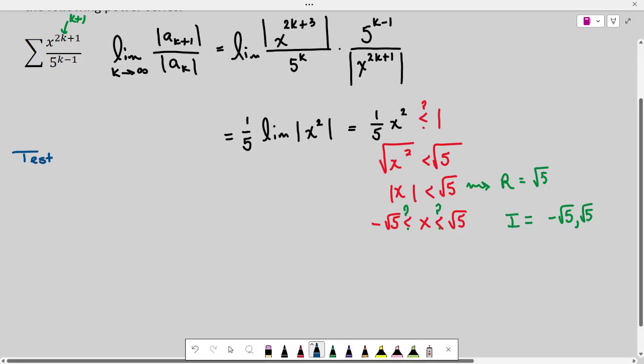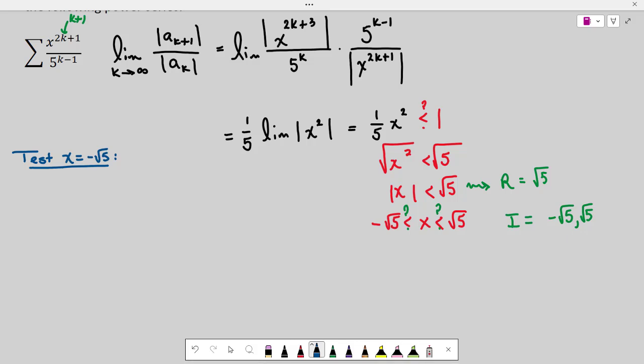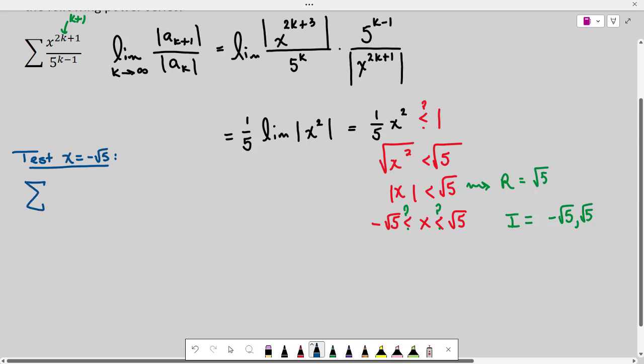Shocker, right? So we're going to test x equals negative square root of 5. We want to know, does it converge at negative root 5? So we plug that in for this x. So we're going to plug that in for x right up there. So negative square root 5 to the 2k plus 1 over 5 to the k minus 1.